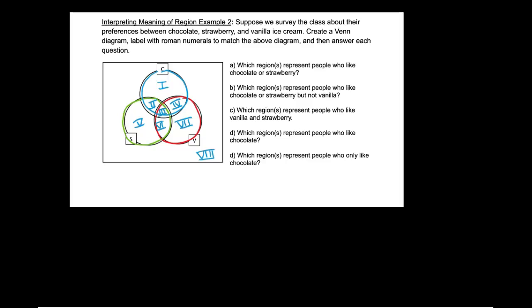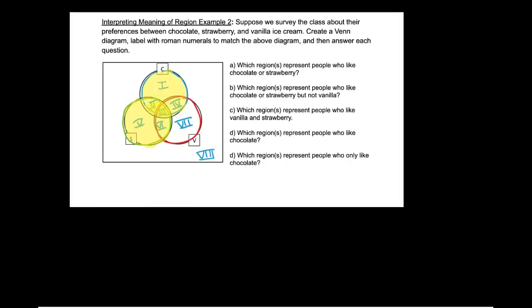So A, what regions represent people who like chocolate or strawberry? So that would be anything that's in the chocolate or strawberry circles. And so I'm going to go ahead and shade that. So anything that's in the chocolate, I'm going to shade. Anything that's in the strawberry, I'm going to shade. And yes, some of this is overlapping with the vanilla. That's fine. We're not interested in whether or not these people like vanilla too. It doesn't matter. We just want to make sure that we get everyone that likes chocolate or strawberry.